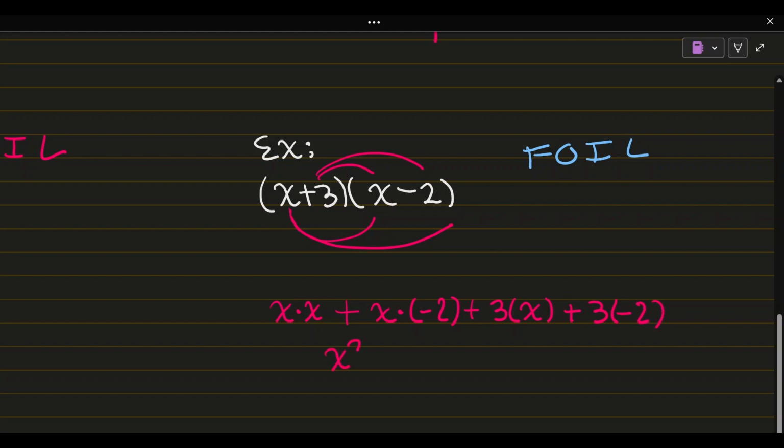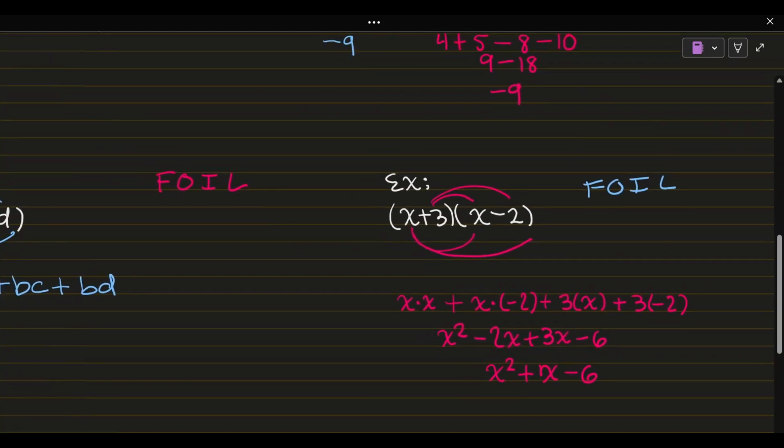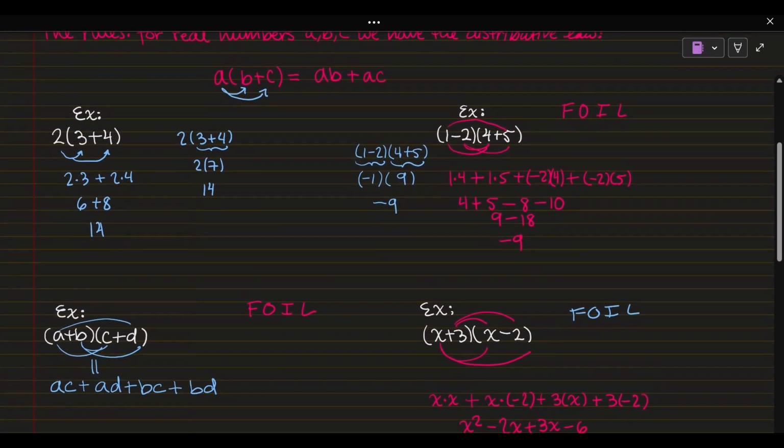This is going to be x squared minus 2x plus 3x minus 6. And then negative 2 plus 3 is going to be positive 1. So I have x squared plus x minus 6. And that wraps up everything I want to say about FOILing.